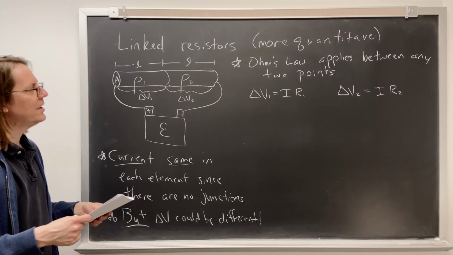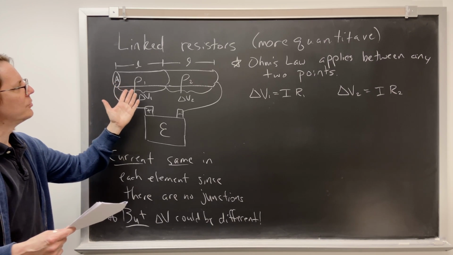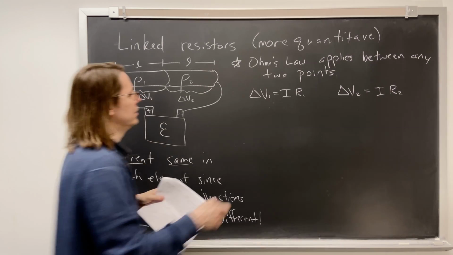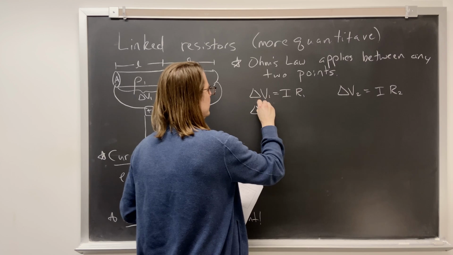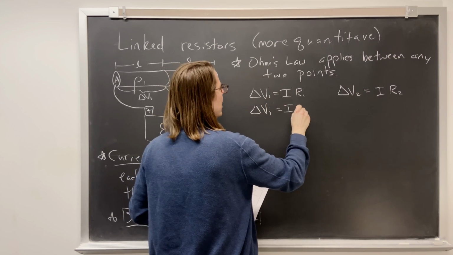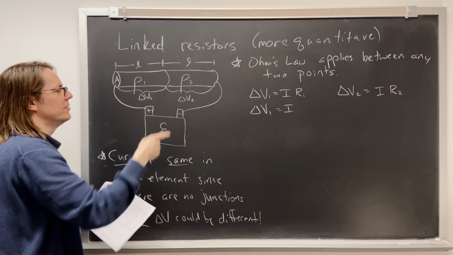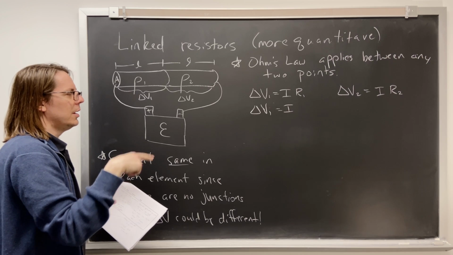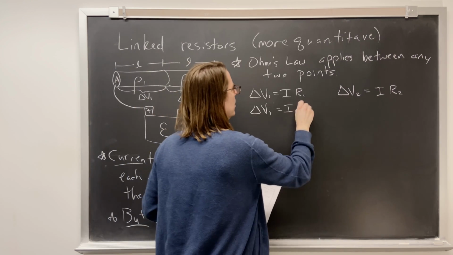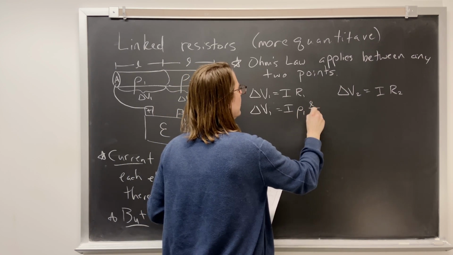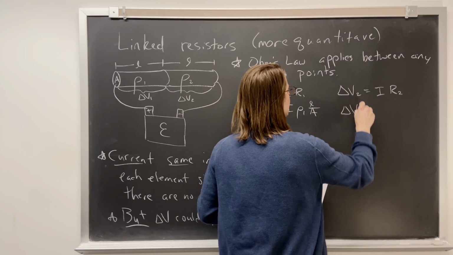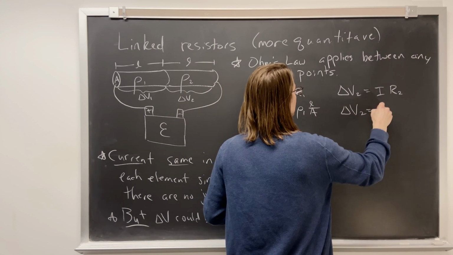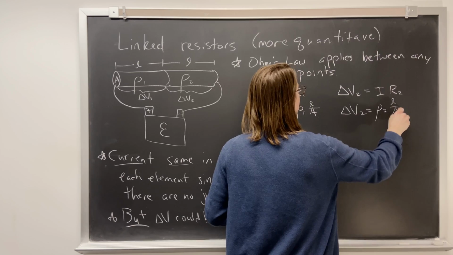All right, so there you go. If you wanted to get it in terms of what you were given, we just plug in for the R's. So we'd say delta V1 equals I times R1, the resistance of a cylinder, rho L over A. So it'd be rho 1, the length over the area, and delta V2 is rho 2, length over the same area.